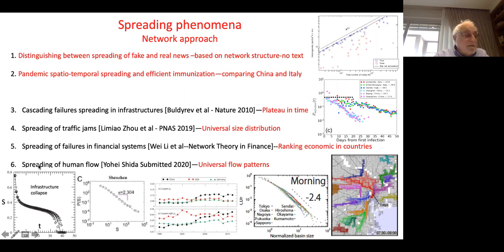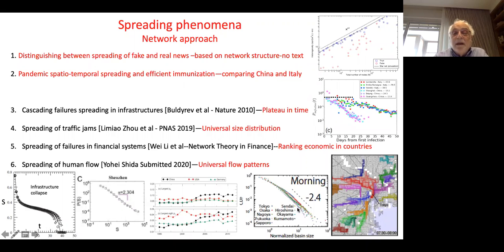And last, I just want to mention one more work that we hope will soon be published: spreading of human flow in cities. This is a nice picture of the Tokyo area. And you can see how the spread in rush hour occurs. You can see that all the same color, they are all flowing in the same direction. All the blue, they all follow in one direction, another color in another direction.